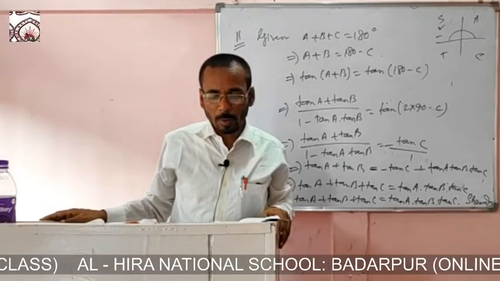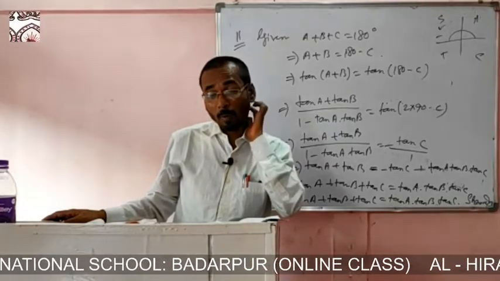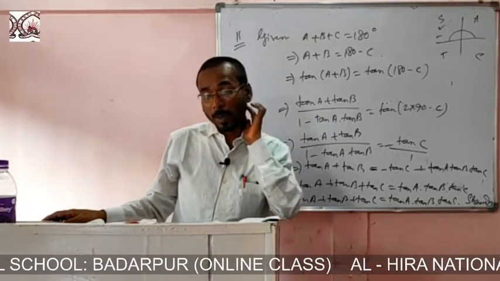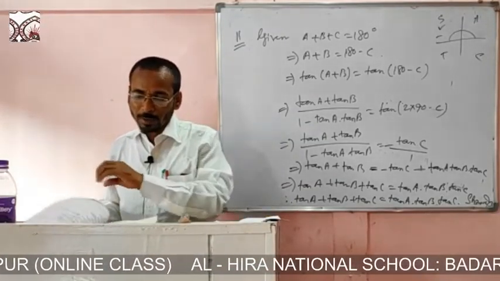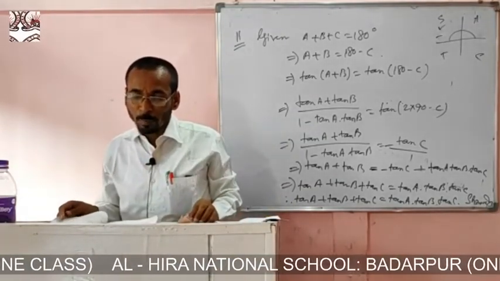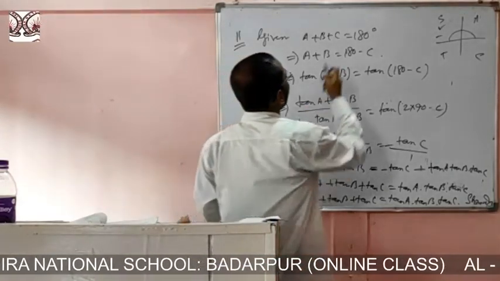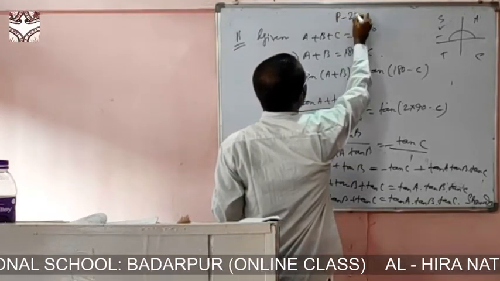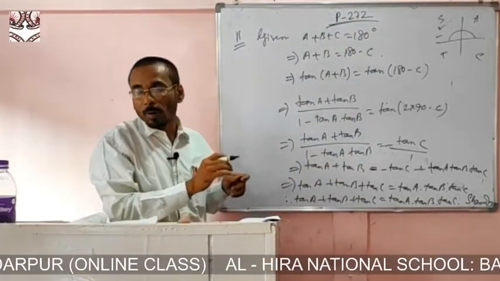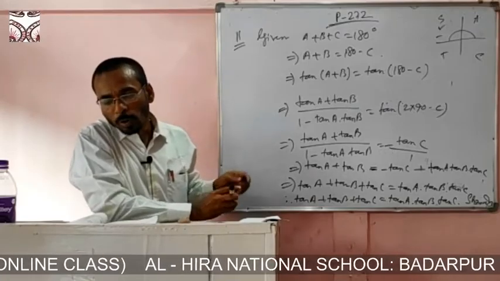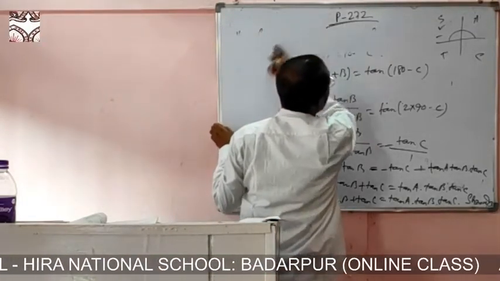Suppose question number 21. In question number 21, this is the formula, the formula of cos c plus cos d. This formula is in the last portion, page number 272. So book page number 272, the formulas are there. All the formulas you must know.